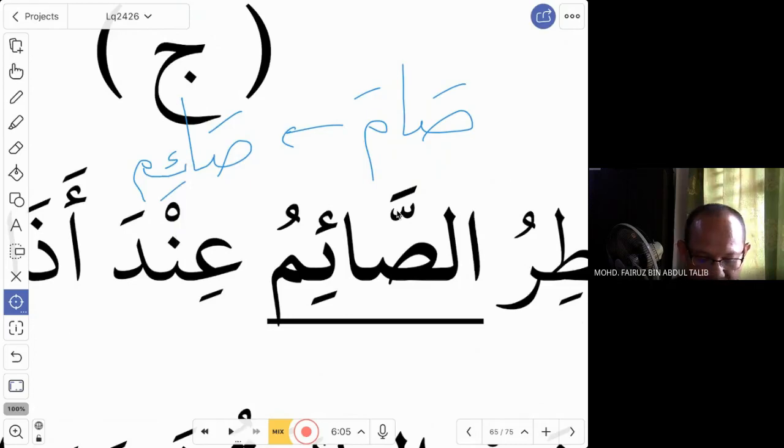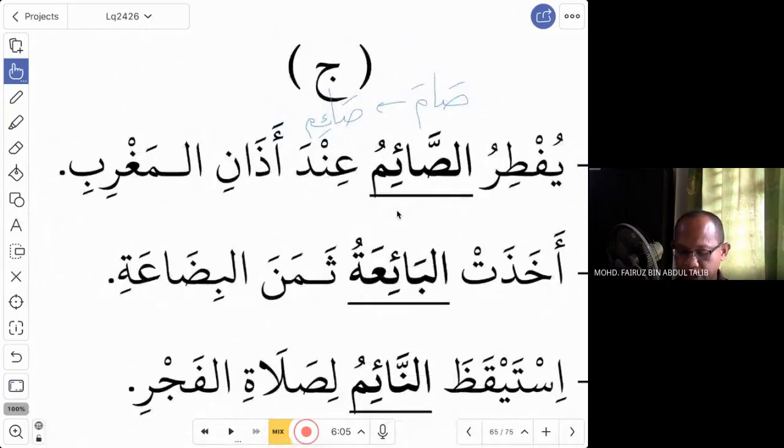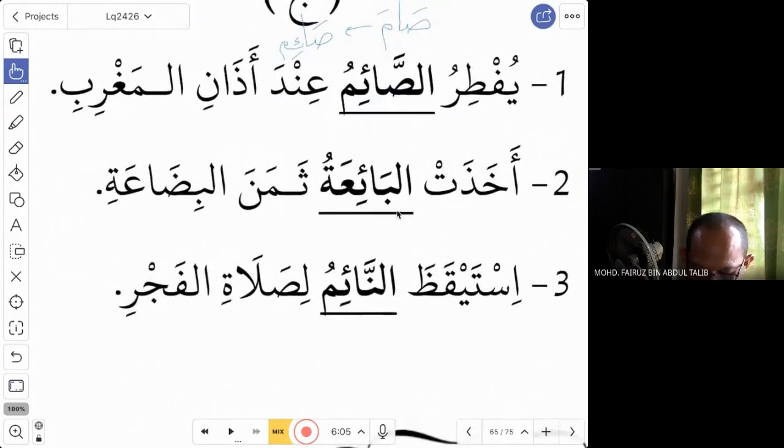So if you look at the pattern, it is still fa'il, just that we change the alif to a hamzah because of the harful illah. That is why here we have the word sa'im. Sa'im means the person who is fasting, the fasting person. Now we come to the second sentence. الجملة الثانية أخذت البائعة ثمن البضاعة.